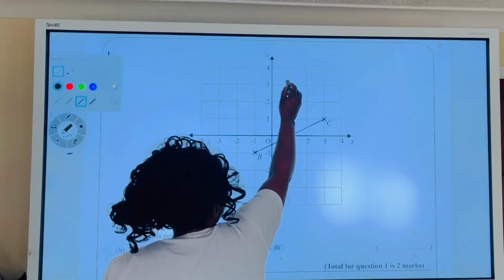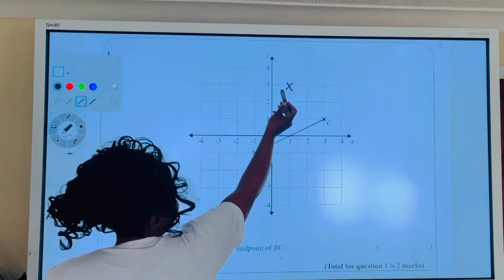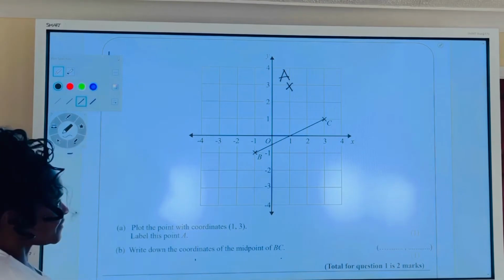there. That's where A is. Along the corridor is on 1 and up the stairs is on 3. So I'll label this A. So that's the first part.